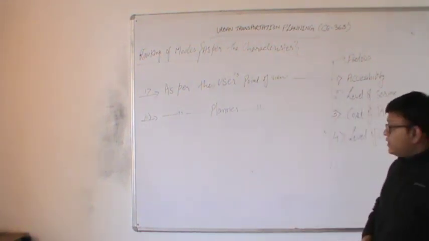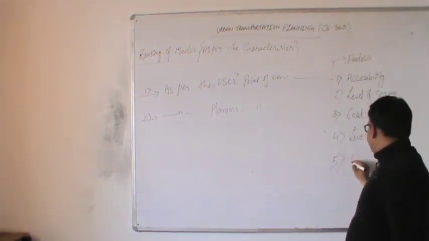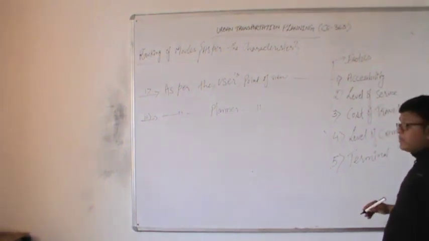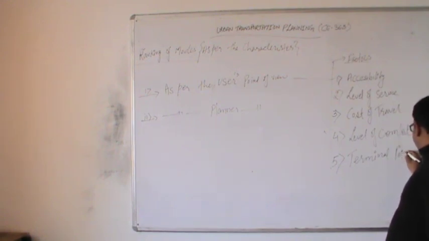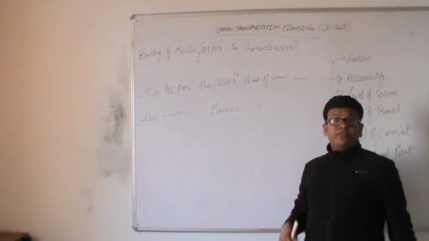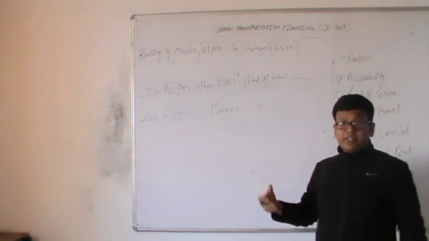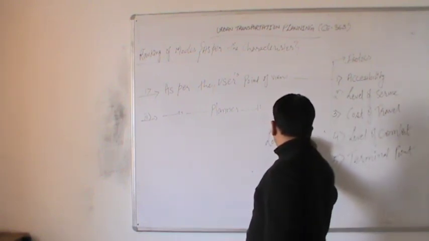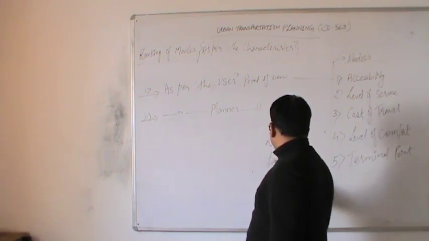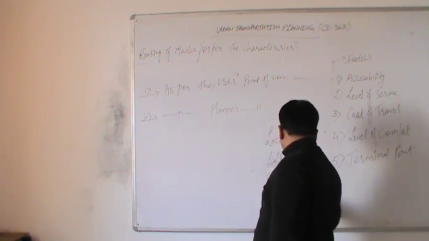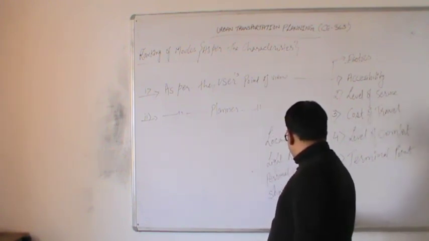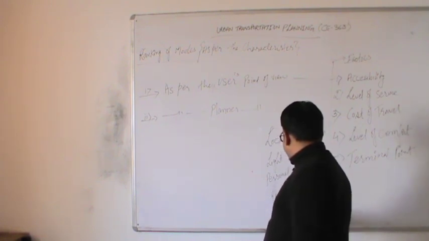If we move further, then the last one is the terminal point, which we have spoken about in the previous point indirectly. Isn't it? Terminal point means from where he can start his journey, or from where he will get the vehicle to start his journey. In the case of the local bus, the local train, or the light rail, the personal car, and the private taxi.